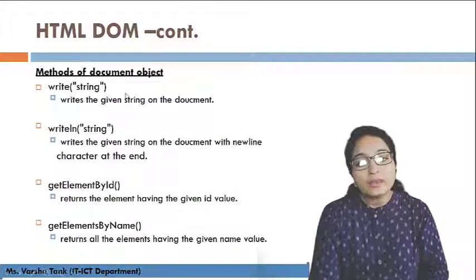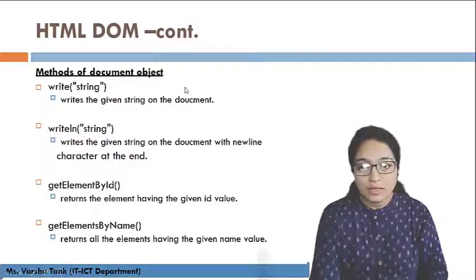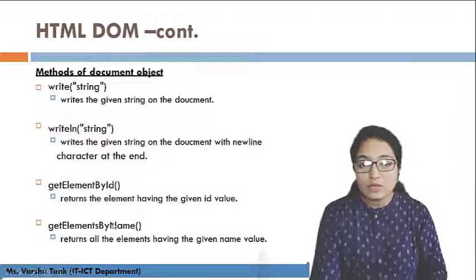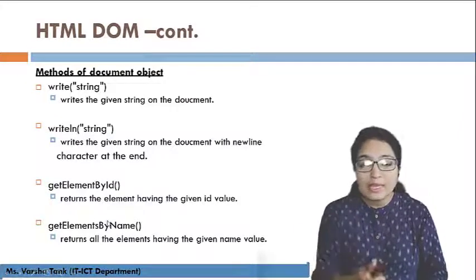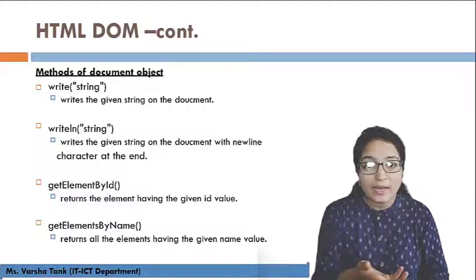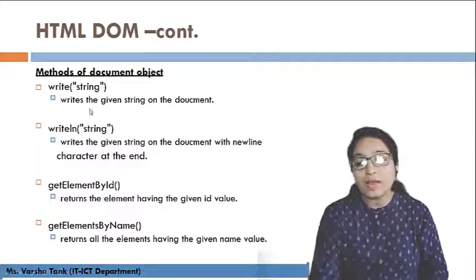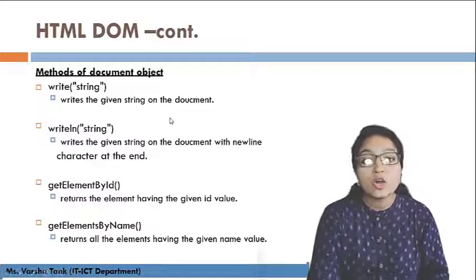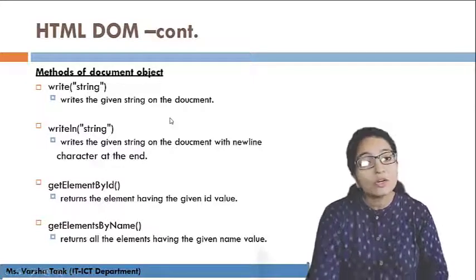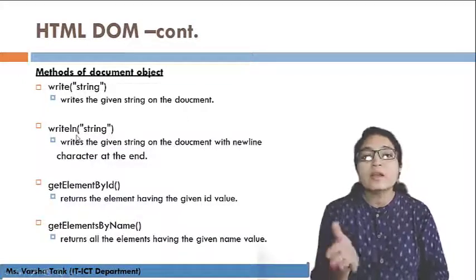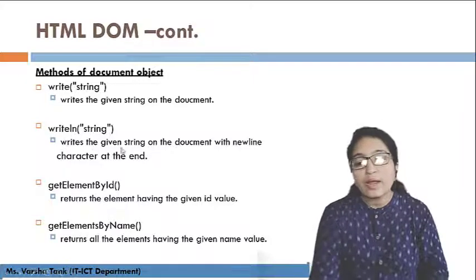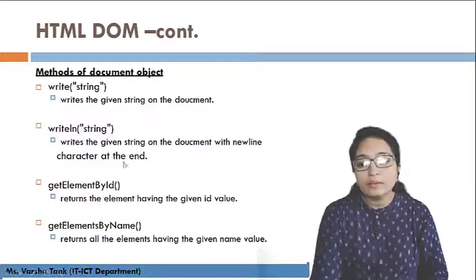Now, which are the methods for the document object model? These are the different document object model methods. As I told you, you can access elements using the class name or the ID name. You can also use document.write, which is one of the DOM methods. The write method writes the given string on the document. The writeln method writes the given string on the document with a newline character at the end.